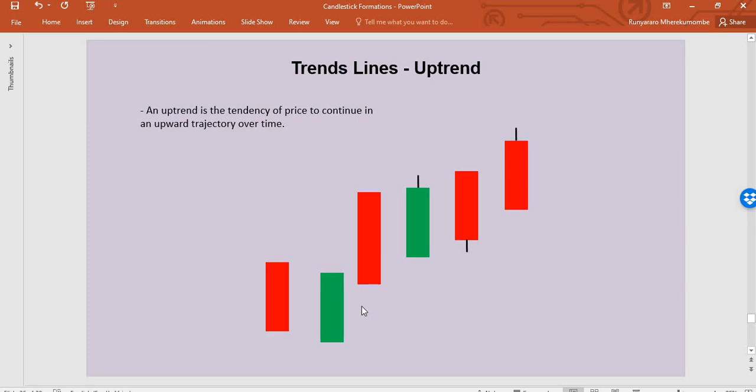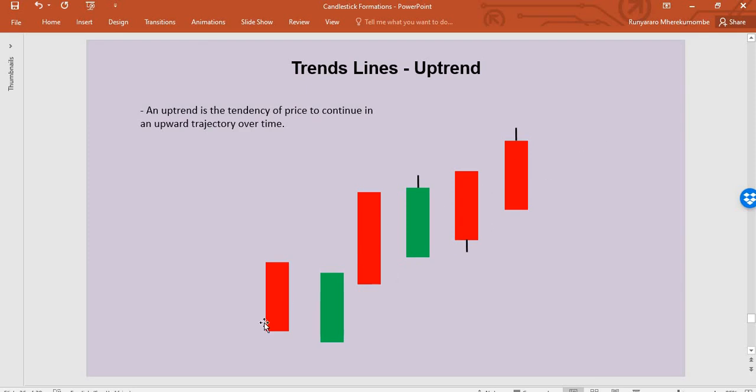So first up, we are going to look at an uptrend. Remember, previously we said an uptrend is the tendency of price to continue in an upward trajectory over time. So when you look at the candles, you are seeing the price moving in an upwards direction over a given range of time, or a range of candles that you'll be looking at. In this case here, we have candles that are showing that the price is going in an upwards direction.